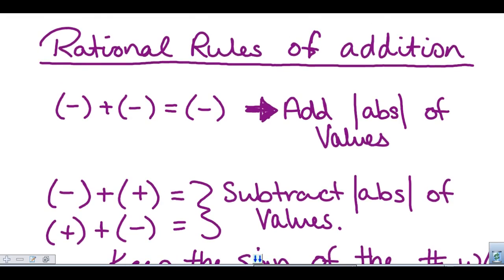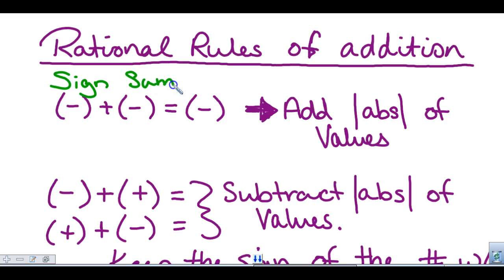Now, the rational rules of addition state this. If I have two negatives and I'm adding them together, I'm going to get another negative as an answer. Vice versa, if I have two positives, I'm going to get another positive as an answer. We're pretty much used to that one. When we have the same sign, we're going to end up adding the absolute values of the numbers we're given.